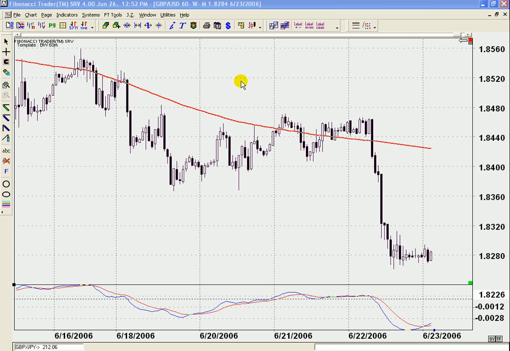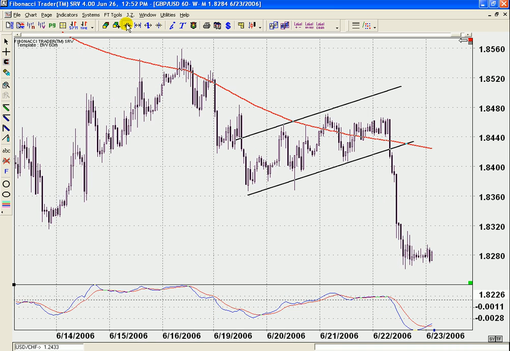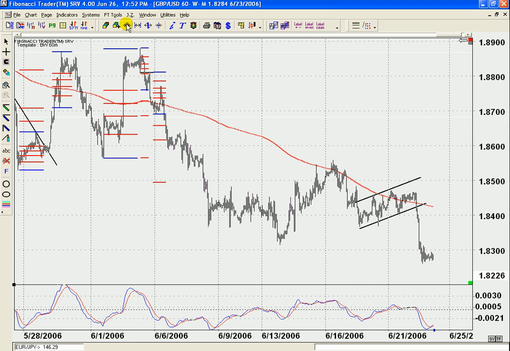We are currently looking at a British pound US dollar 60-minute chart. We see that the market has been making these modest downswings, and now we have a bear flag here. Let's just roughly map this bear flag out. So we have a bear flag, and let's just see where we are on the larger time frame.